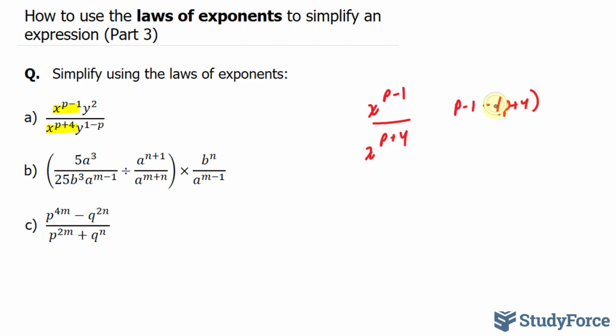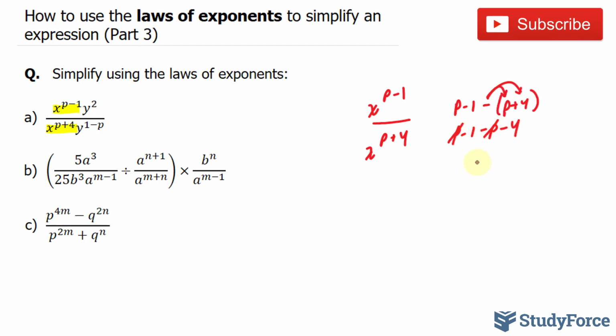Students often forget to put the brackets around the bottom exponent. And if you do that, then you'll get the wrong answer. So we have p minus 1, and I'll distribute this negative to both of these terms, where I have minus p minus 4. This p and this p cancel out, leaving us with minus 1 minus 4, which is minus 5. So we have x to the power of minus 5.